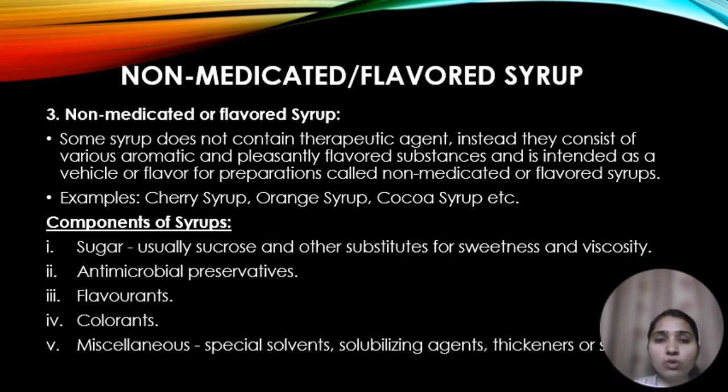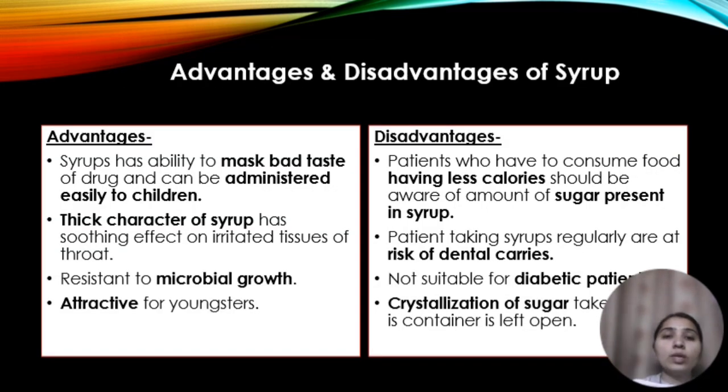These are the components of the syrup. So next, what are the advantages and disadvantages of the syrup? So advantages: syrup has the ability to mask the bad taste of the drug and can be administered easily to children. The thick character of the syrup has a soothing effect, it is resistant to microbial growth, and it is attractive to youngsters. So what are the disadvantages?